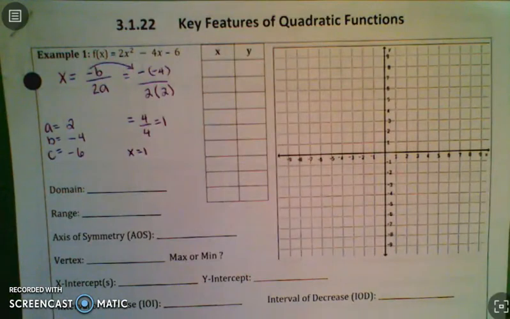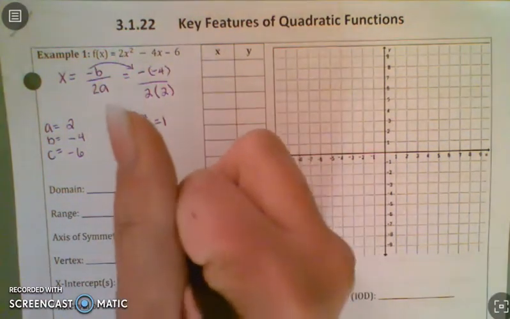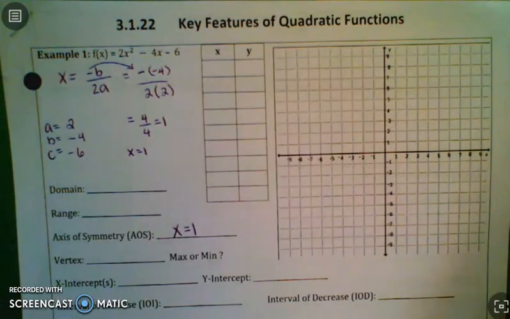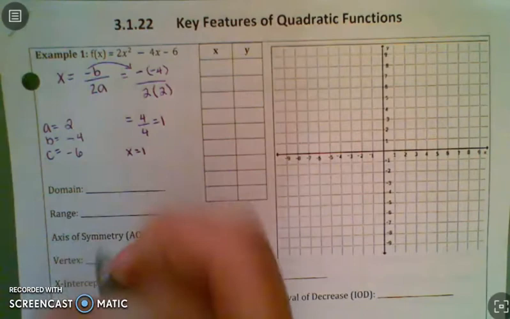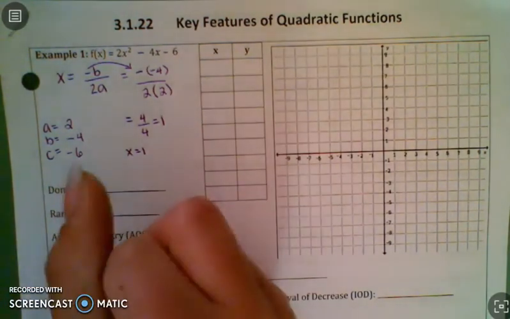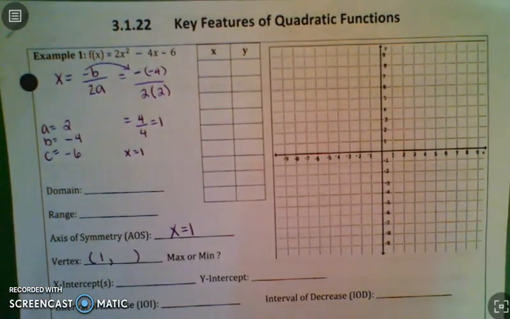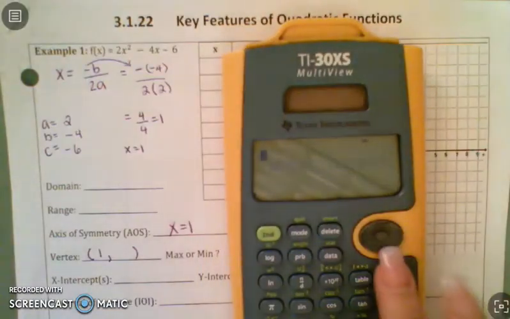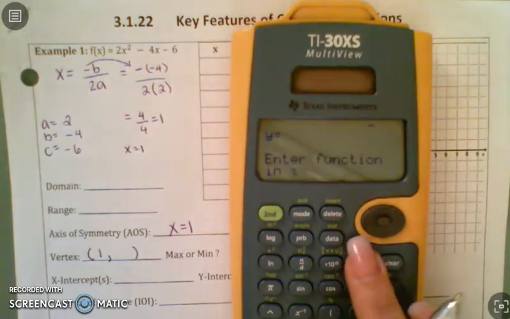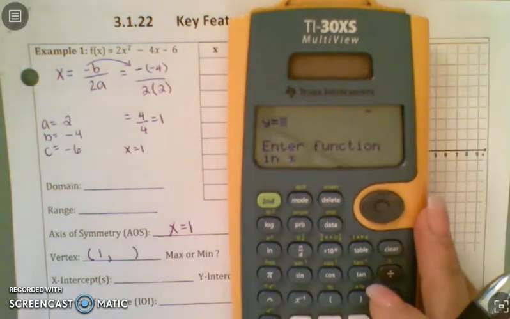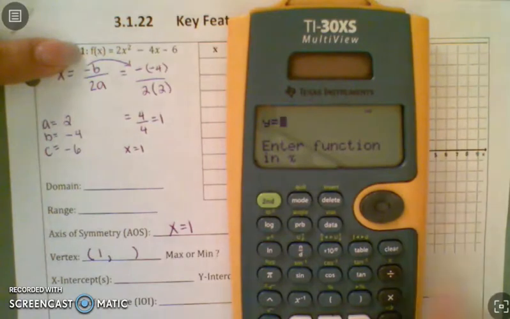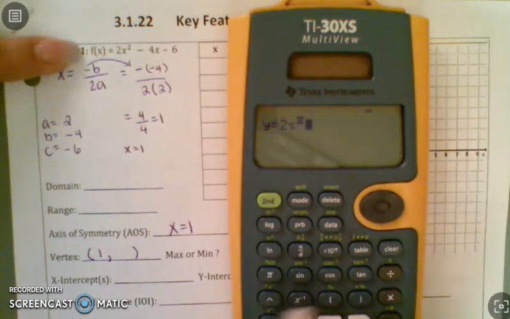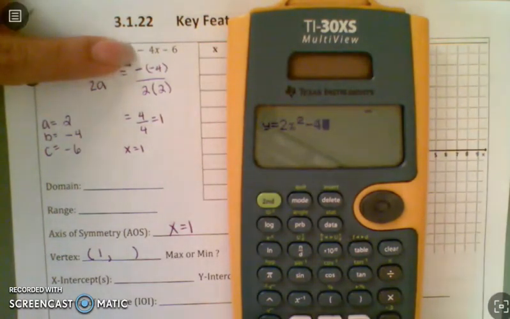So since x is equal to 1, that's going to be our axis of symmetry, and that's part of our vertex, which it asks for down here. So we know it's going to be 1 comma something. So in order to find the other part, you're going to go into your calculator, you're going to go to table, and after you go to table, you're typing in your original equation. So 2x squared minus 4x minus 6.